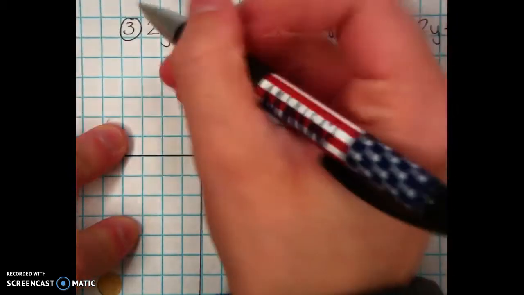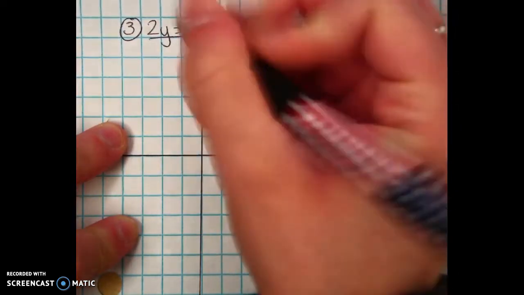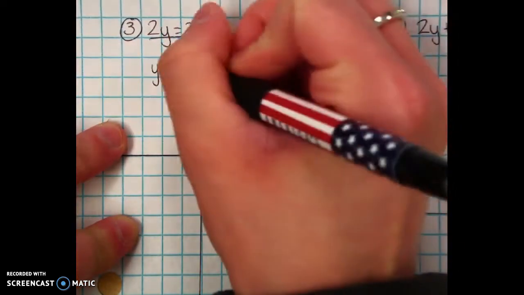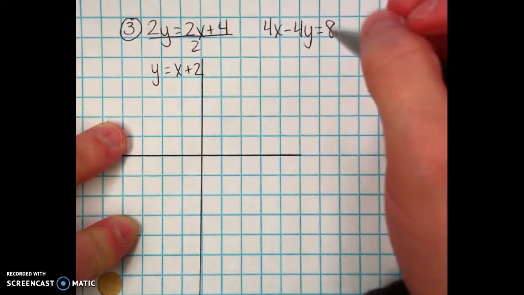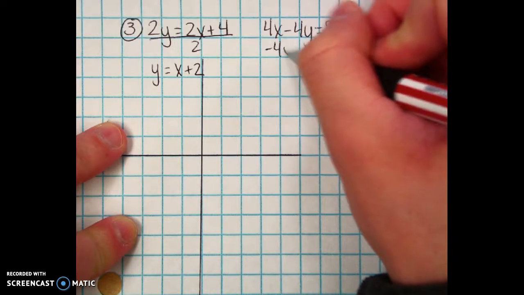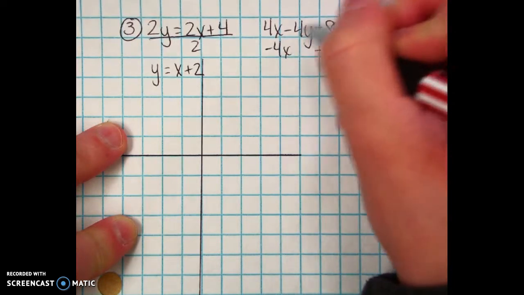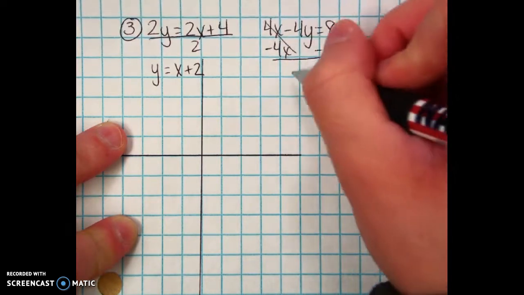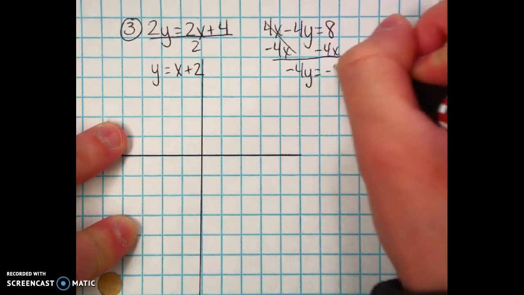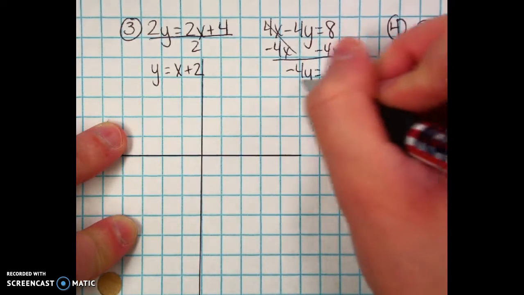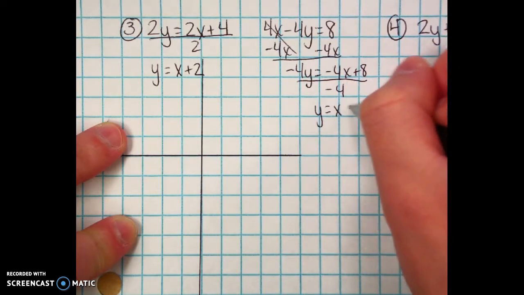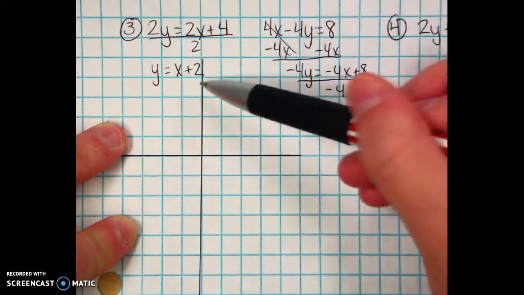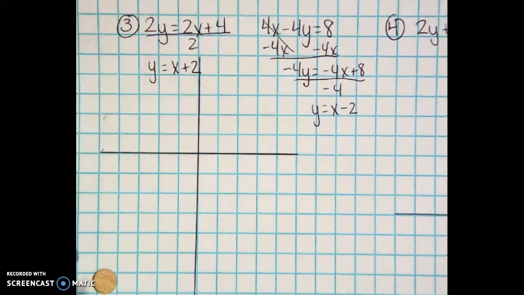Okay, for this one, you probably just divided everything by 2 to get y equals x plus 2. Over here, subtract 4x. You could have also found the x and y intercepts for this one and done it that way. Then divide the whole thing by negative 4. And you get y equals x minus 2. So I have y equals x plus 2, y equals x minus 2.